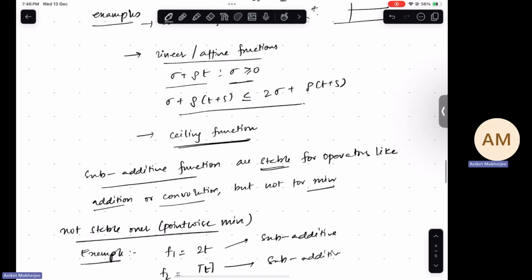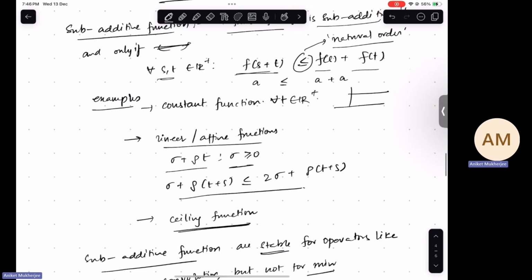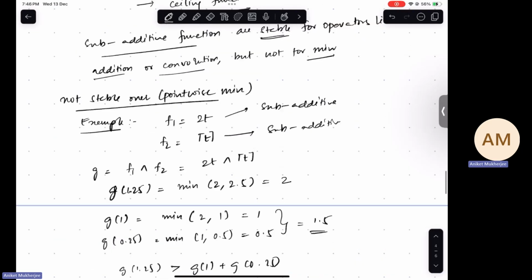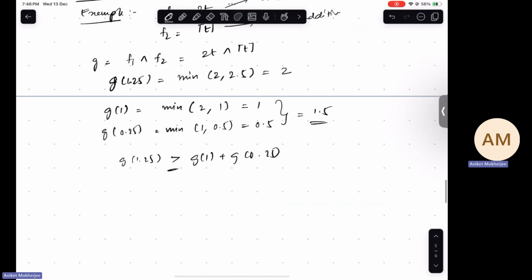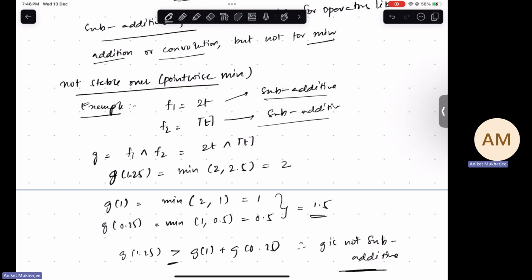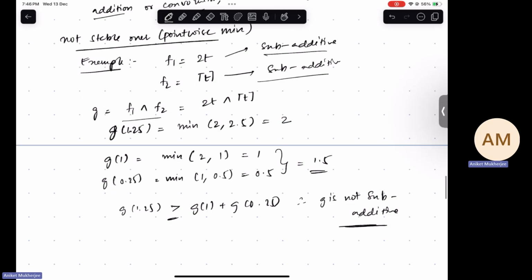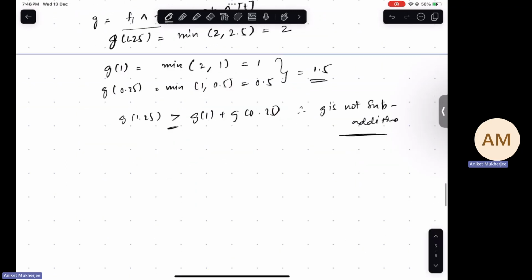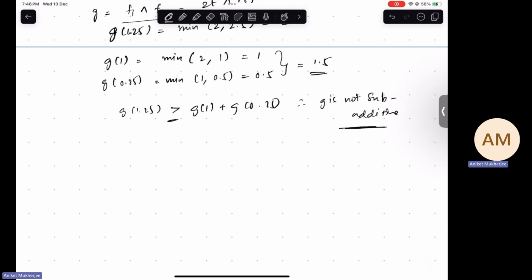But from the definition of subadditivity, f of s plus t should be less than or equal to f of s plus f of t, not the other way. So here you have got the other way. Therefore, g is not a subadditive function. Right. So we gave a counter example where we took two subadditive functions, did pointwise minima of that, and we saw that g was not a subadditive function.